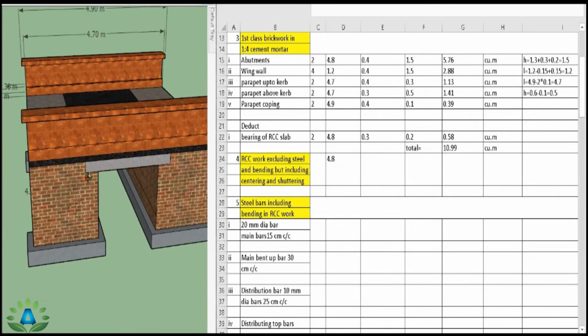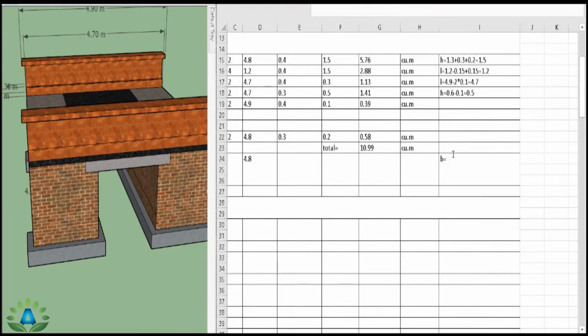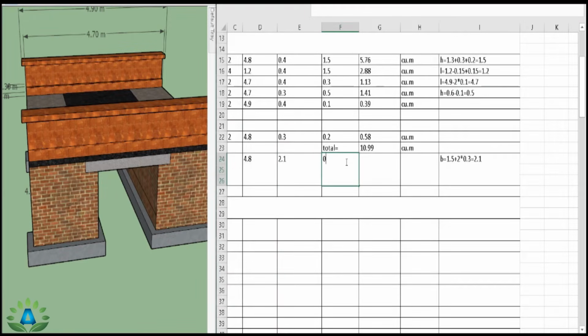Here we can clearly see that we have this RCC slab from this portion up to this portion. That means we have this total length 1.5 meter plus 0.3 plus 0.3, that is 1.5 plus 0.3 times 2. So we get our total width 2.1 meter. B equals 1.5 plus 2 times the bearing of 0.3, that is 2.1 meter, and we have this RCC slab of 20 centimeter. This portion is 20 centimeter. So height equals 0.2 and we get our quantity 2.016 cubic meter.